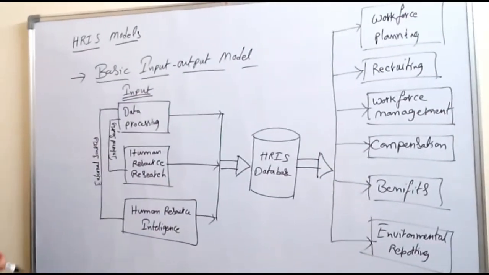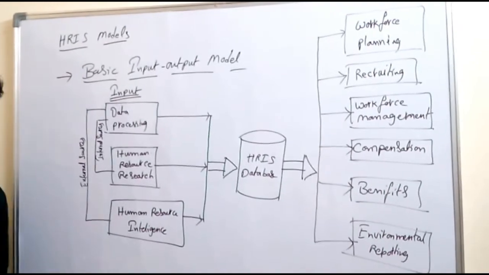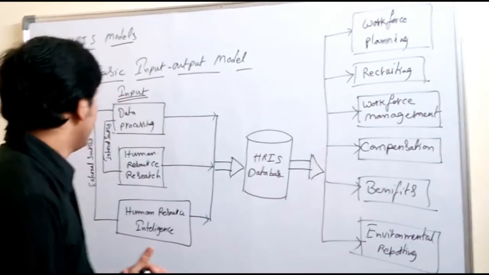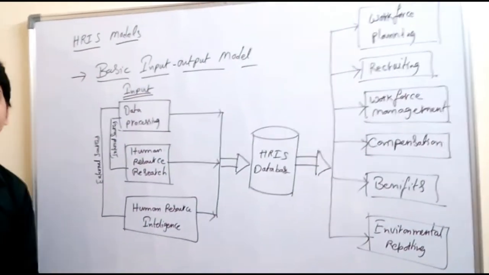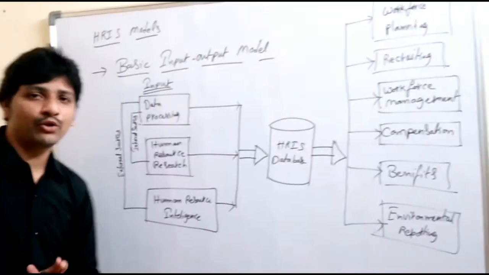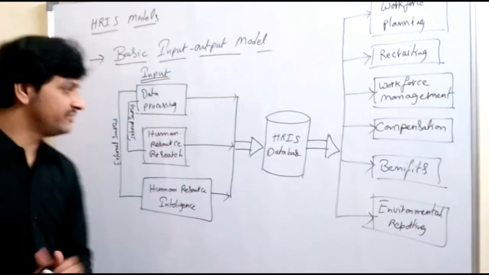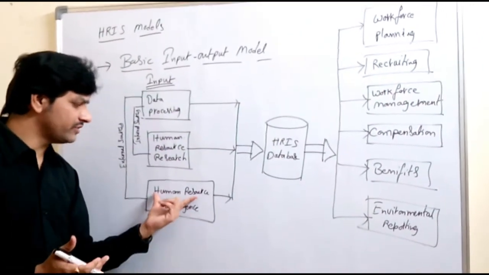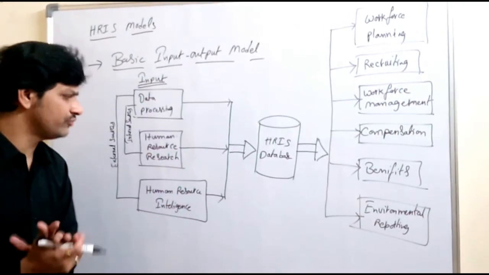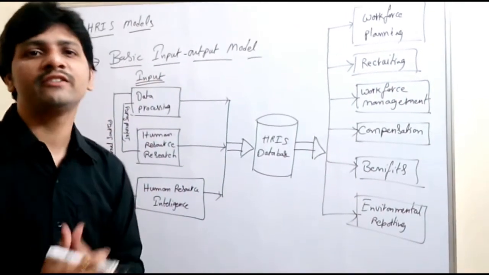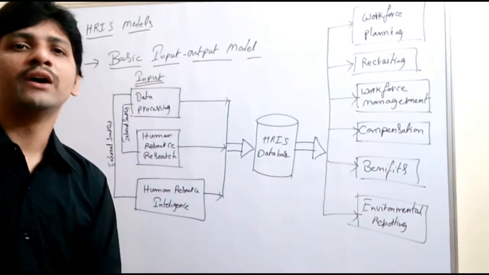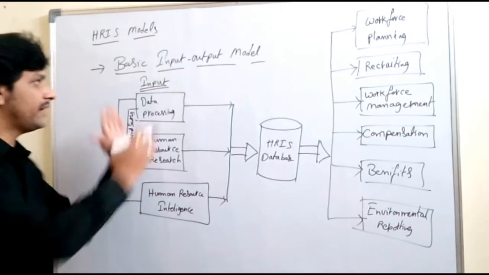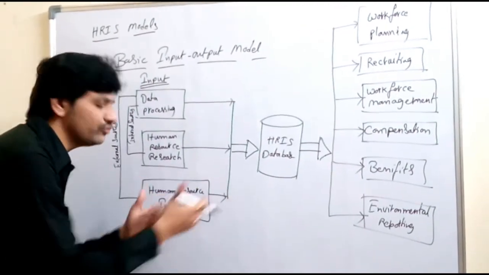Here I have already written this HRIS model, the human resource information system model, and we are understanding the basic input output model. In this model we provide as input data processing and human resource research for the internal resources, and human resource intelligence for the external resources. What is human resource research? What the organization previously worked on in the human resource information system becomes an internal source as an input. Another one is human resource intelligence.